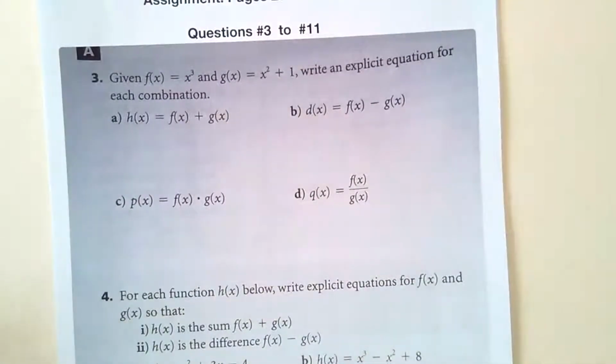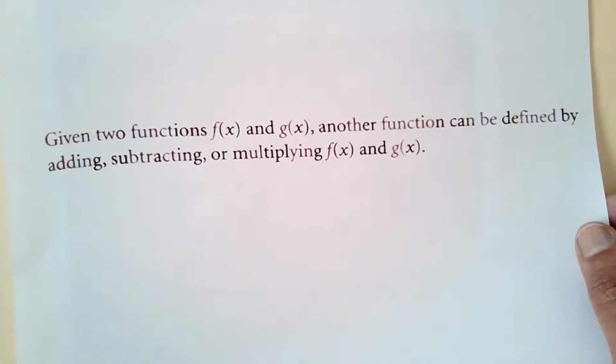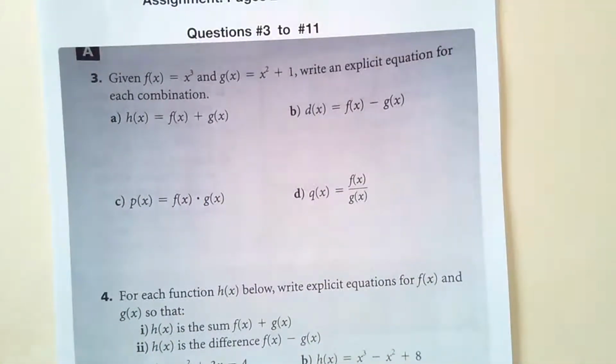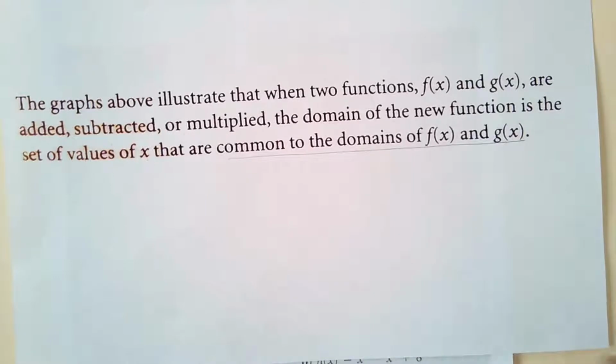And in the previous lesson, we concluded that given 2 functions, f of x and g of x, another function can be defined by adding, subtracting, and multiplying f of x and g of x. And in conclusion, we did a few examples, that when 2 functions, f of x and g of x, are added, subtracted, or multiplied, the domain of the new function is the set of values of x that are common to the domain of f of x and g of x.